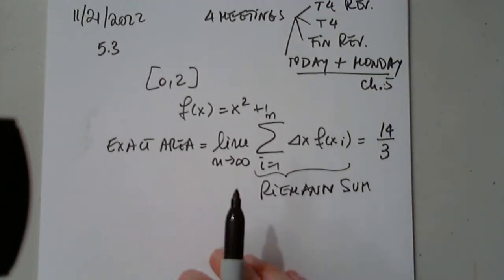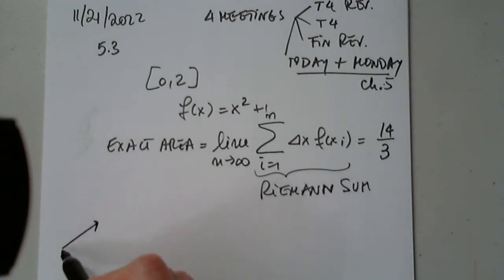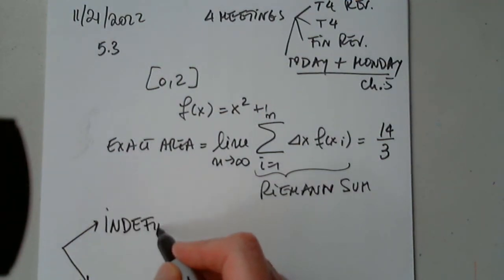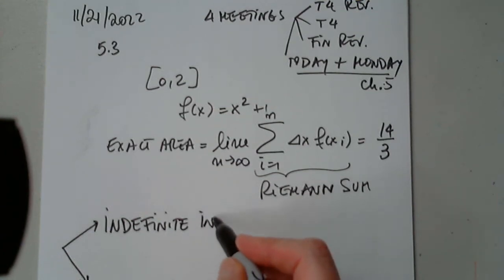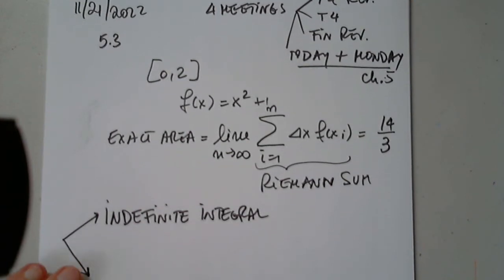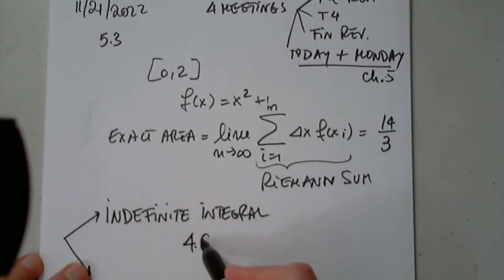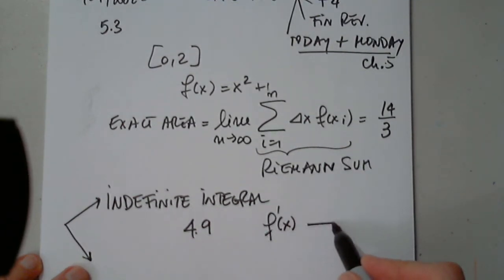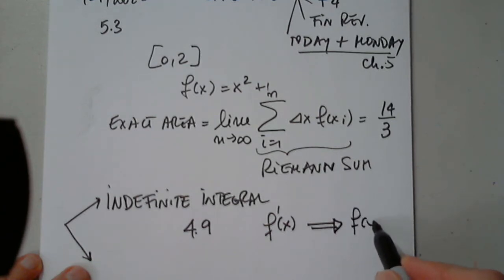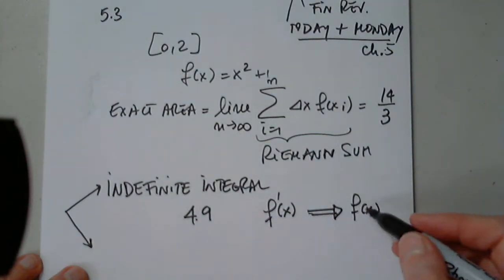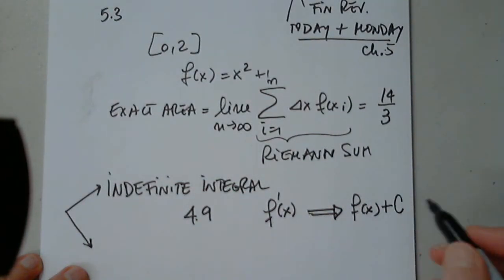Okay. So now I will introduce basically two new symbols. The first one is called the indefinite integral. And what is the indefinite integral? When we looked at section 4.9, we said, if I'm given f prime, I can find f of x, and I can find basically the most general antiderivative, putting a constant c.